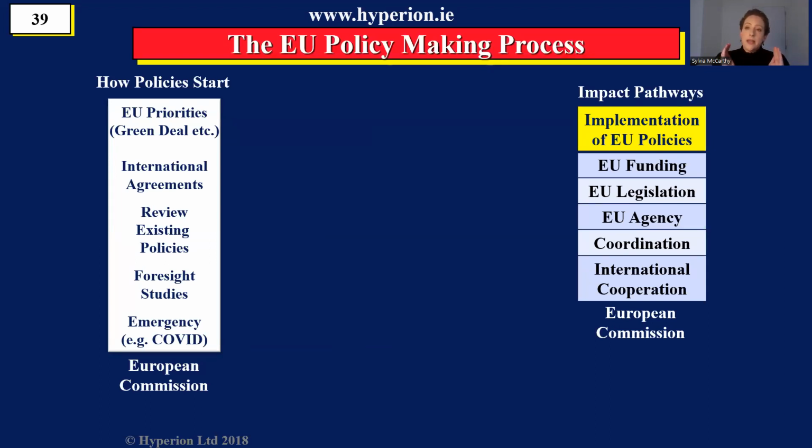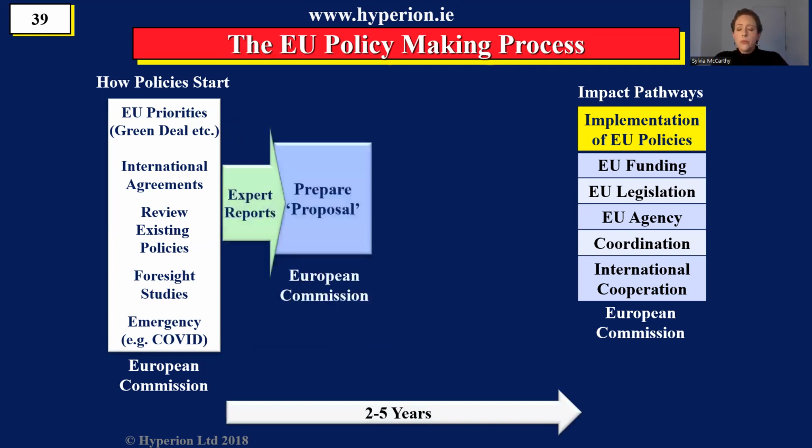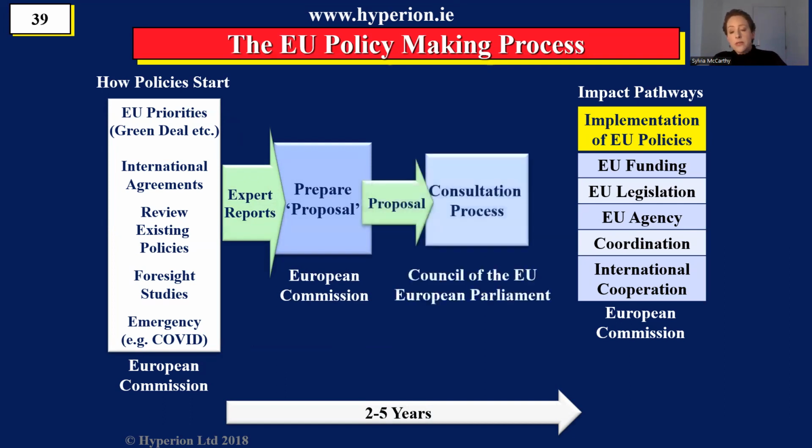Let's try to bring the policy-making process into one slide here. Now, we've talked about where the policies start, and we've talked about the implementation or the impact pathways. Getting from start to implementation usually takes 2 to 5 years. An expert report is produced. The Commission prepares a proposal. That proposal is published and referred to the Council of the European Union and the European Parliament for consultation. Once they've agreed on the text between the 3 institutions, the proposal is adopted and implemented in those different ways.